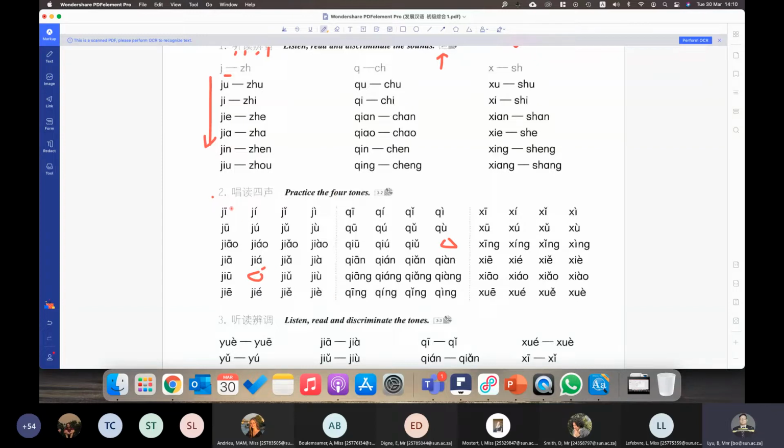For those who have only joined us today, those 4 tones, you need to get that feeling. The flat, which is the first tone. The second tone, you have the rising, trending. The third tone, you go down first, then you come up. And the fourth tone is a very determined song.